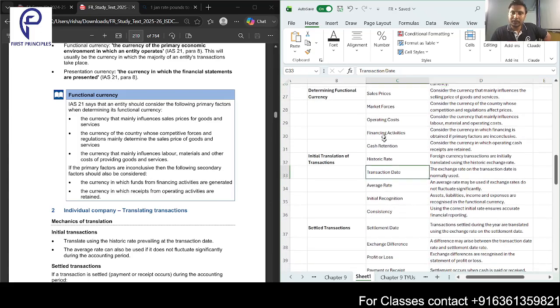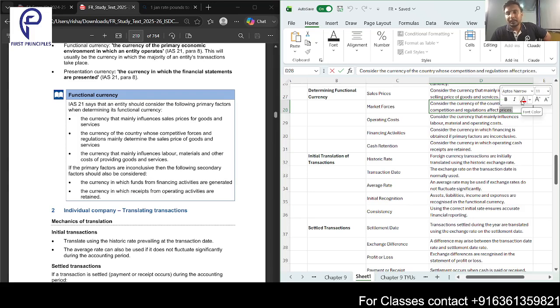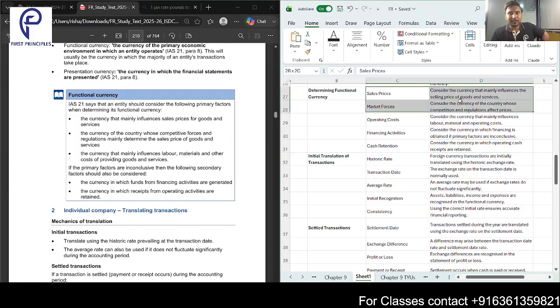Okay, so here it's just a breakdown of that: the currency that affects the sales prices, and the market forces of the country whose factors affect the sales price. So it all comes down to sales price here. Without going into too much detail, here also the currency of the country whose demand and supply are affecting the sales price the most. So these two are sales price and operating cost. These three will be our primary factors.